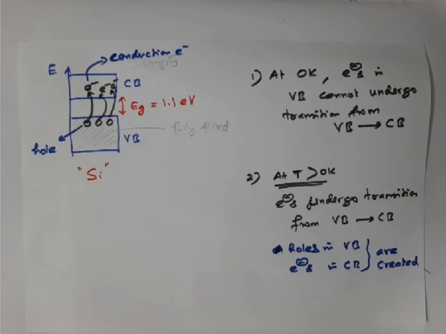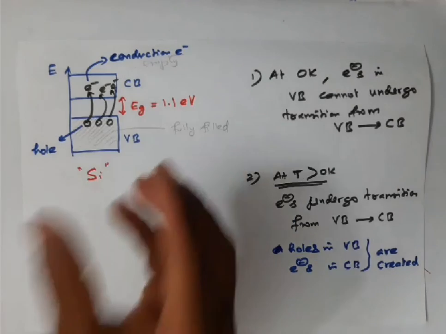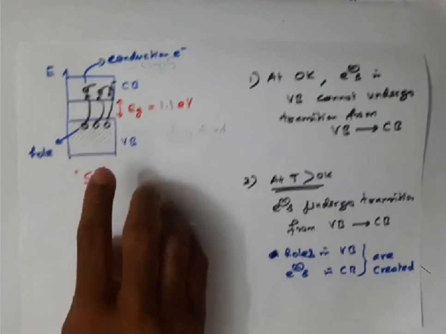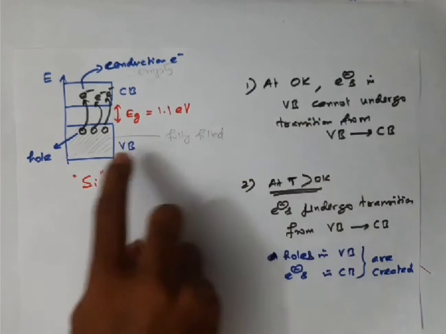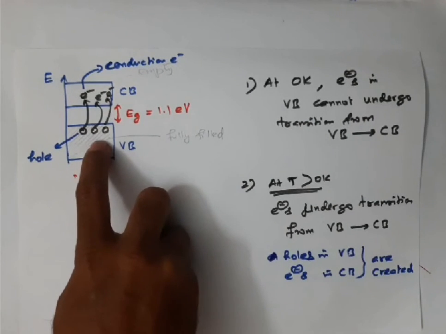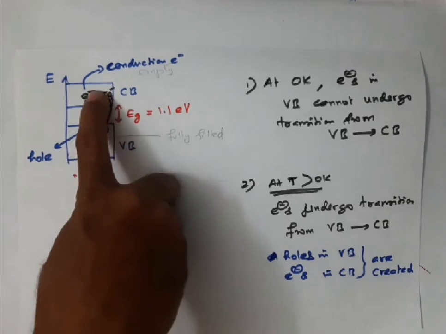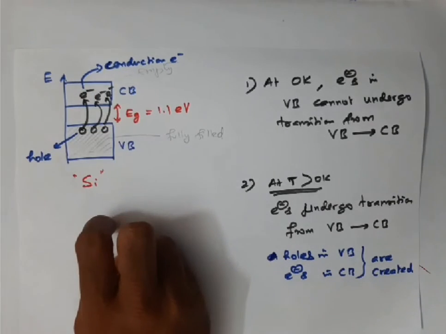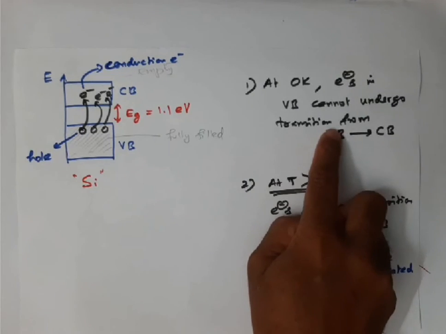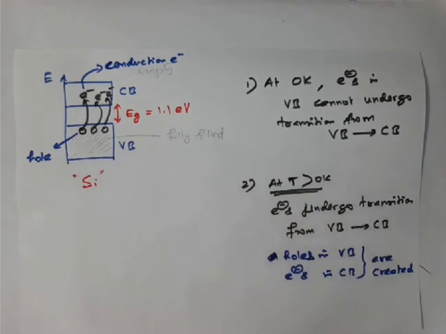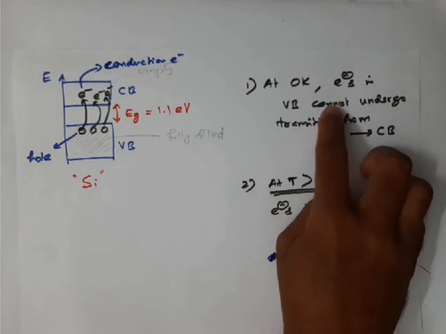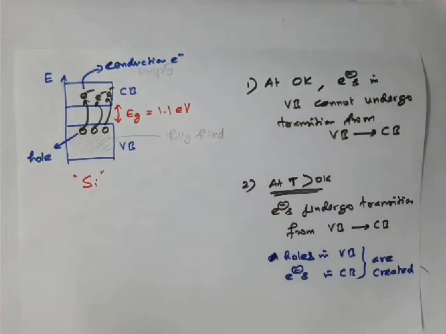So listen. This is pure silicon. I didn't add any impurity. In pure silicon, band gap is 1.1 electron volt. So at 0 Kelvin, the electrons do not have sufficient energy, so they cannot jump to the conduction band. Therefore, at 0 Kelvin, silicon is not a conductor. It's not a semiconductor. It will act as an insulator actually. At 0 Kelvin, silicon acts as an insulator.